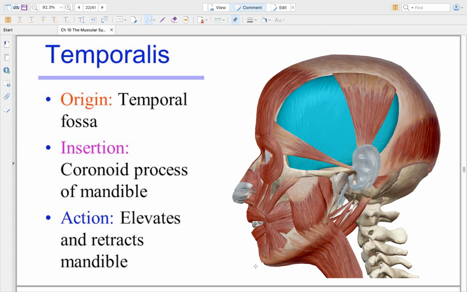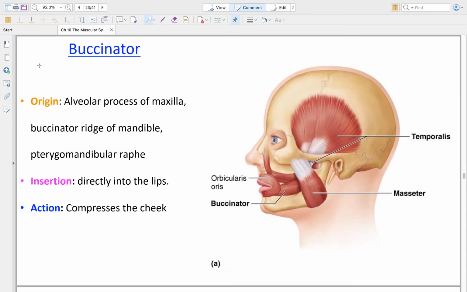Ultimately, it's going to help elevate the mandible, your jaw, and retract. Retraction means it helps your jaw move this way, and of course we'll need to be able to bring it back. Okay, very good. So right now you can retract and elevate your mandible, and those are the muscles that are going to be involved.